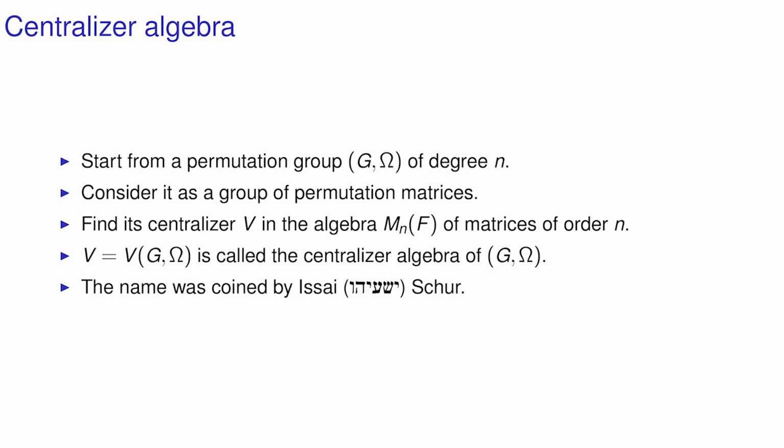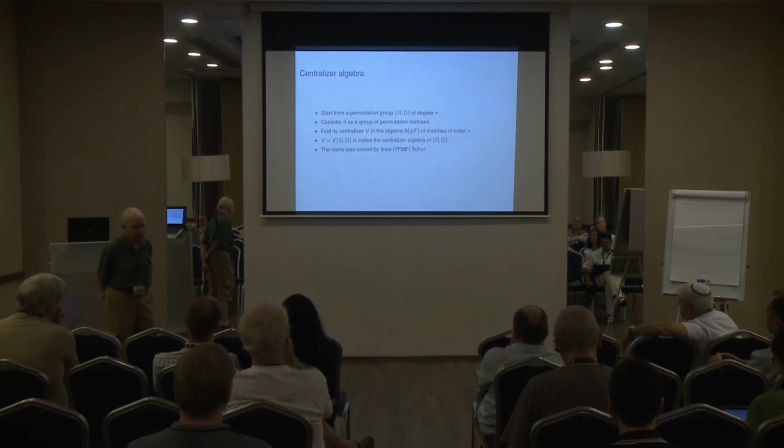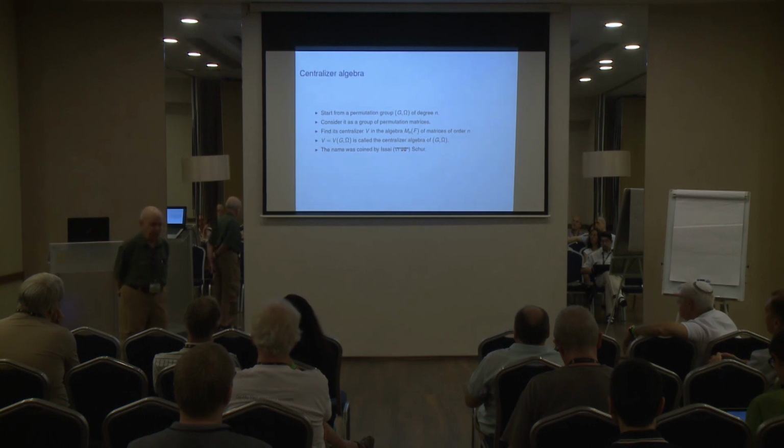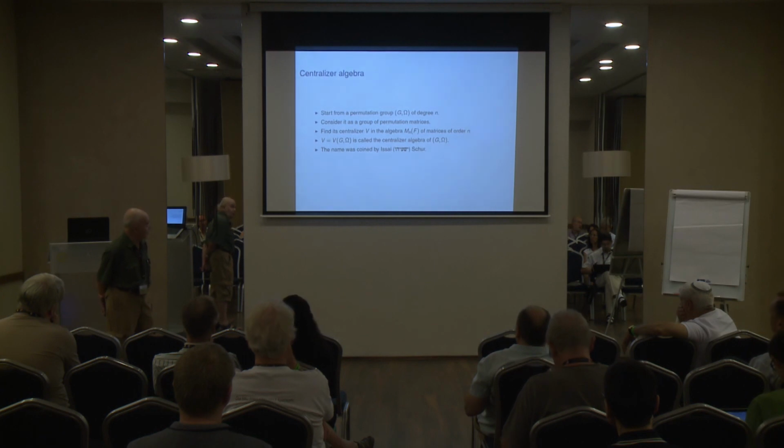Now, the next very significant concept is the centralizer algebra of a permutation group. So we start from a permutation group G on Omega of degree n. We consider each permutation as a permutation matrix. It's easy: if we have a permutation acting on a set of cardinality n, we can consider a matrix of order n by n, and if in each row and in each column there is exactly one unit and all other entries are zero, this is what is called a permutation matrix. So we represent our permutation group as a group of permutation matrices.